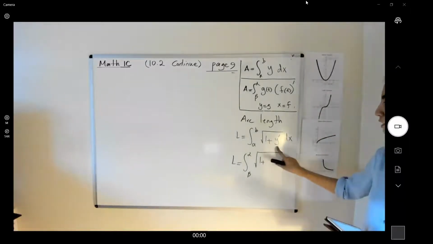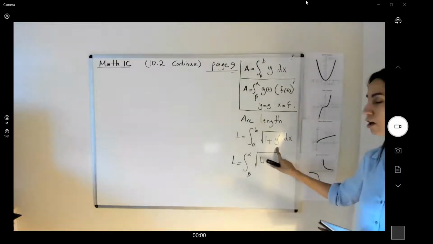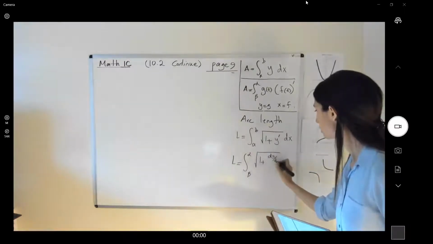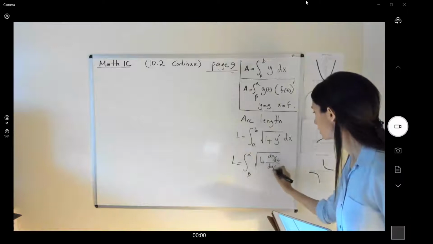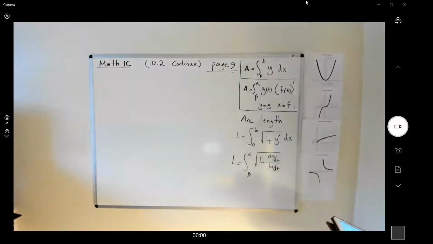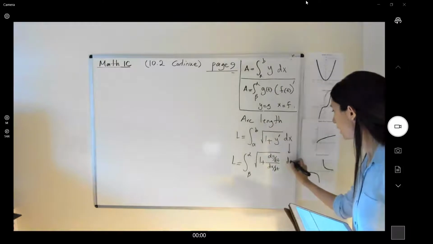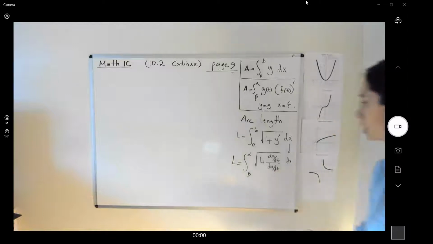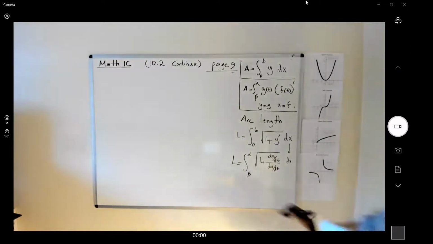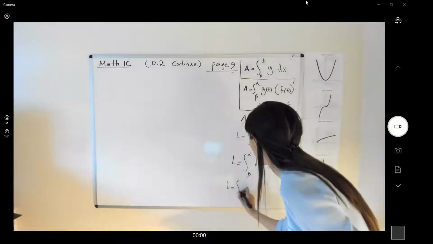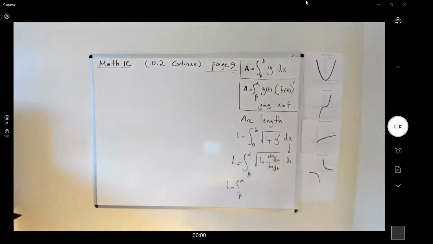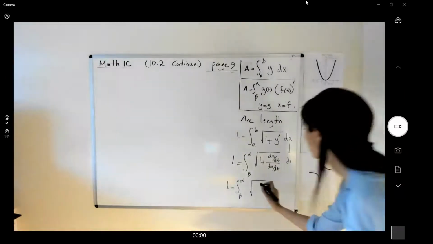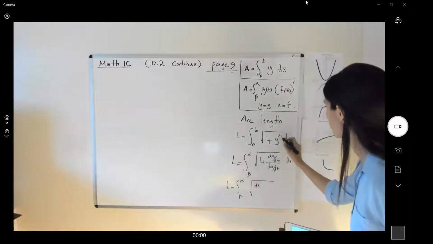So here you get y prime. Remember the definition of the derivative of y. It is dy over dt divided by dx over dt. Let's write this down here, and dx. So if I just take a common denominator between these two, I get L equals the integral from beta to alpha of the square root of dx. Okay, I forgot to raise it to 2.